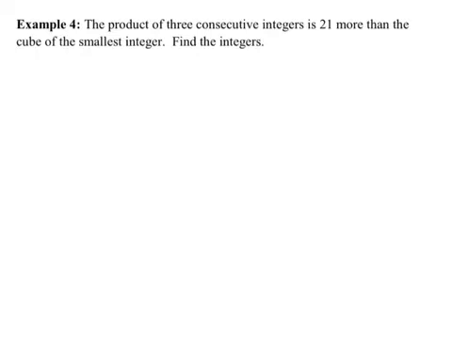Can I get a reader, please? Nice and loud for us. Arthur, go ahead. The product of 3 consecutive integers is 21 more than the cube of the smallest integer. Find the integers.